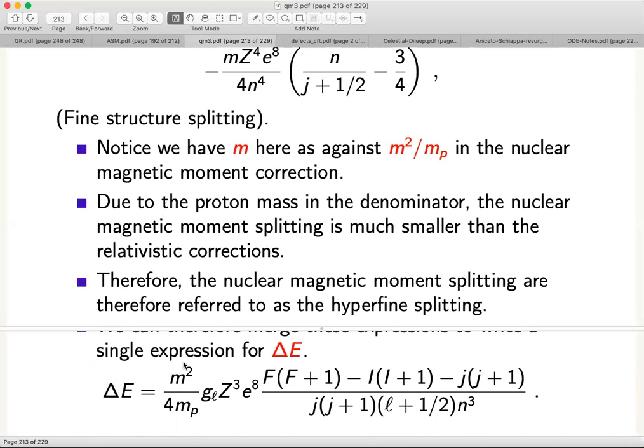We're still taking this to be some significant number, right? Yes, because you do observe these kinds of splittings experimentally.